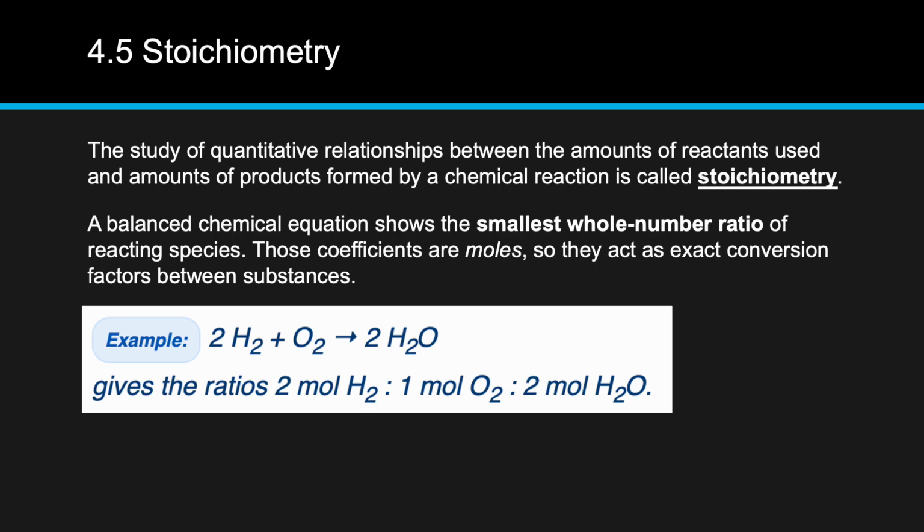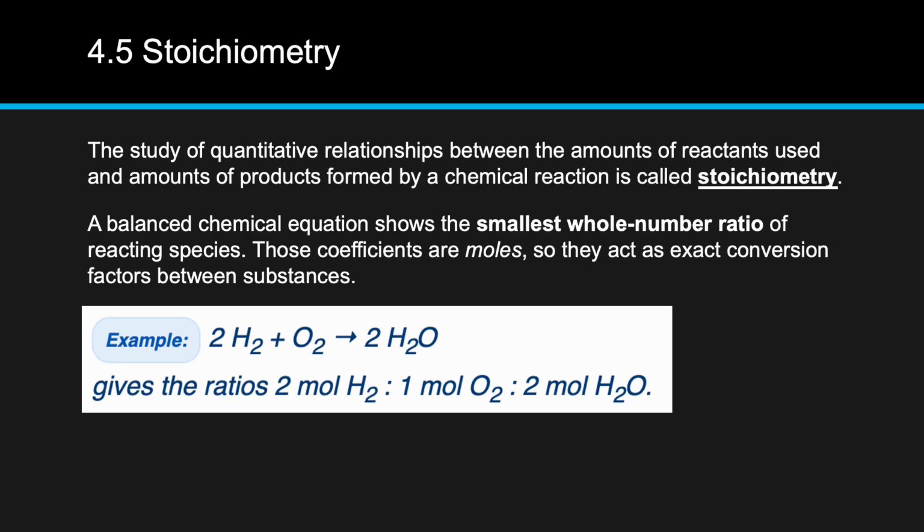Stoichiometry is the study of quantitative relationships in a chemical reaction, meaning how much reactant is needed and how much product can be formed. A balanced chemical equation gives us the smallest whole number ratio in which substances react. These coefficients represent moles, so they act as exact conversion factors between reactants and products. So in this example shown, it has 2 moles of hydrogen gas reacting with 1 mole of oxygen gas to produce 2 moles of water.